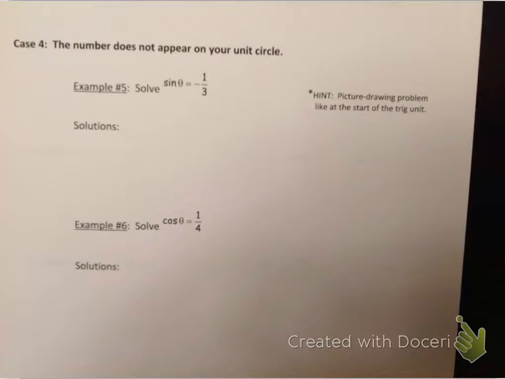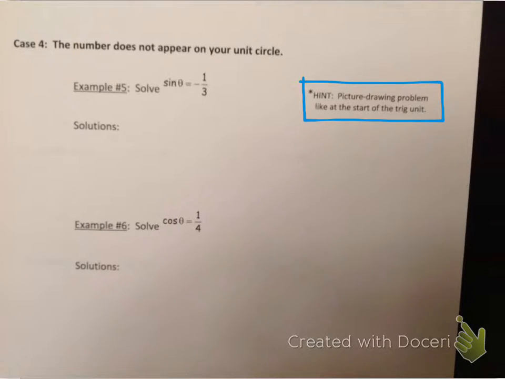The final situation is one where your answers aren't on your unit circle. So these are the picture drawing problems. You guys remember those from the first trig unit, where I told you where to draw your triangle, and I told you some of the information about that triangle, and you found the other trig values for that triangle. And so what you have to figure out is, where would this picture be located?